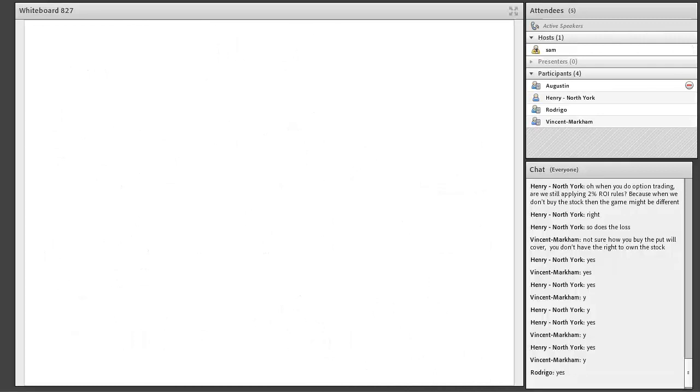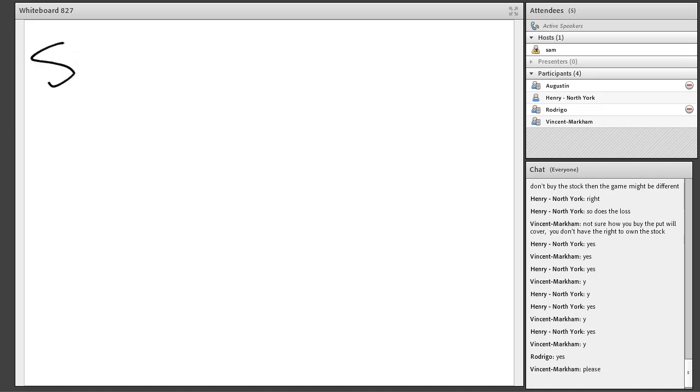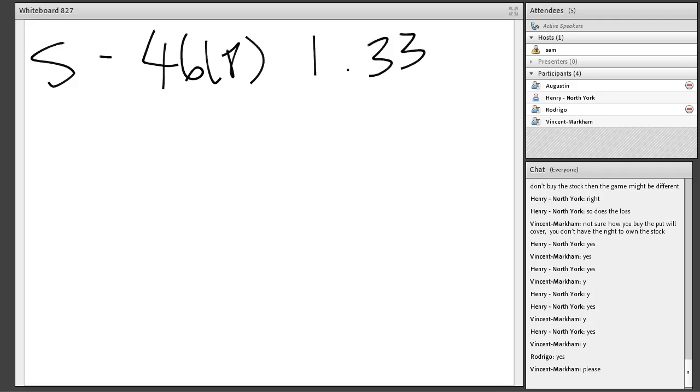Okay. Now let's run the same scenario with the put, okay, Vincent? Same scenario with the put. So I sell the 46 put, P for put. I sell the 46 put and I bring in $1.33. Let's run through the same scenario.